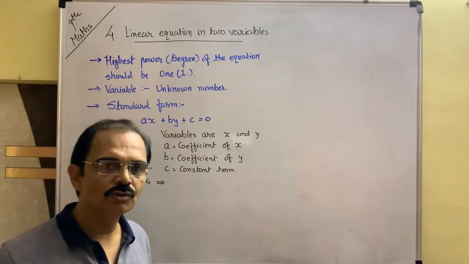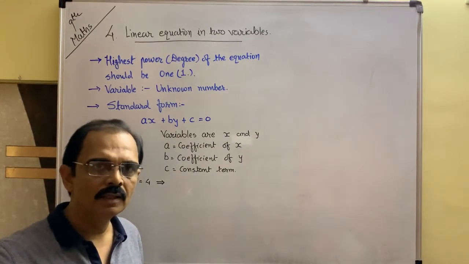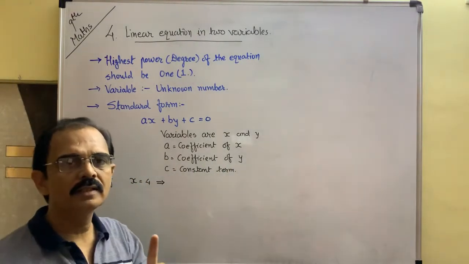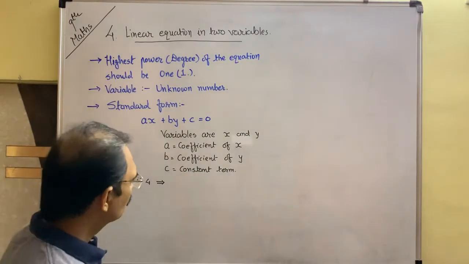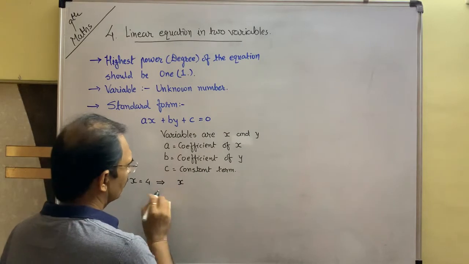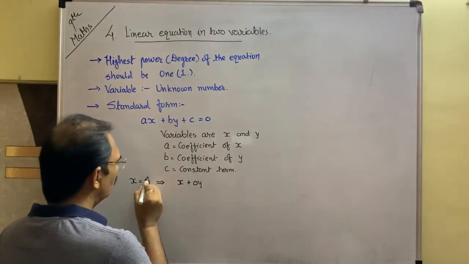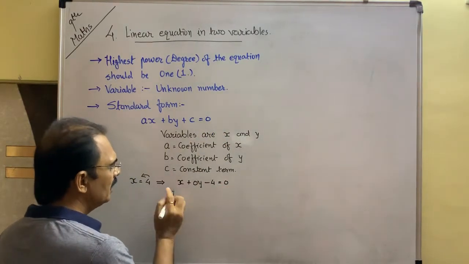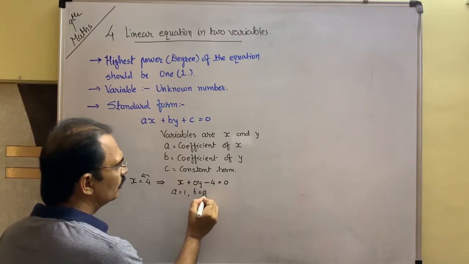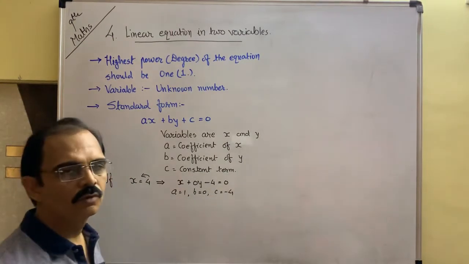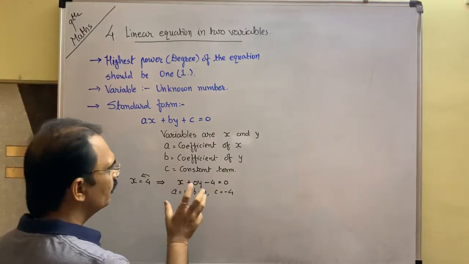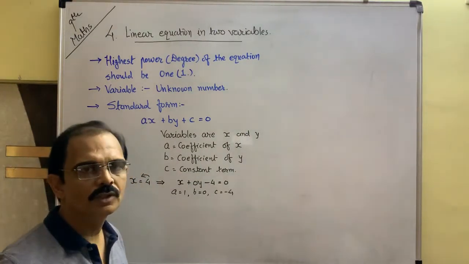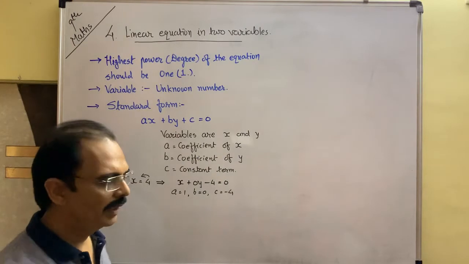Once you say that it is a linear equation in two variables, it means you consider that the coefficient of y is b. Here you consider that b is 0. So the standard form is x plus 0y plus 4, move to the other side, that will be minus 4 equals to 0. Equals to 0 is the standard form. Means here a equals 1, b equals 0 and c equals minus 4. Okay, so in this way we can consider b equals to 0, and then you can say that x equals to 4 is also a linear equation in two variables.